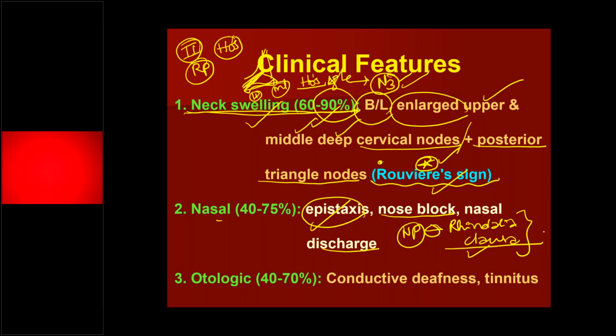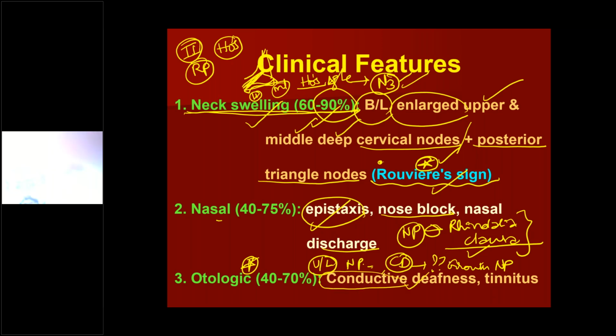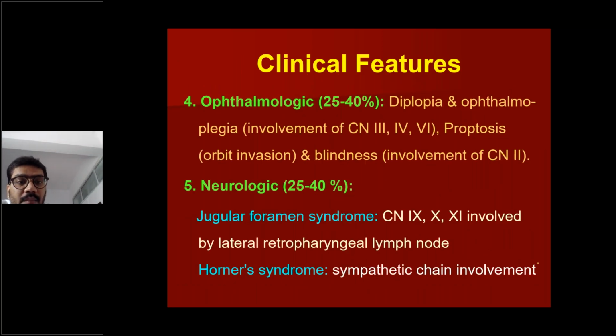And otological complaints. This is very important. Why? Because a unilateral nasopharyngeal block associated with conductive deafness should always make you suspect a growth in the nasopharynx. That conductive deafness occurs along with tinnitus, because eustachian tube block is also one of the reasons for tinnitus.